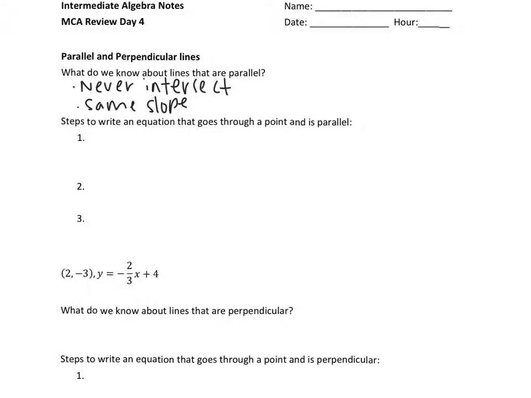So now, the steps to write an equation that goes through a particular point and is parallel to a line. It has a couple of different steps. We'll go through an example, but to put the steps in words: one, we'll plug in the given point, and use the slope that is given in the equation, because parallel lines have the same slope.